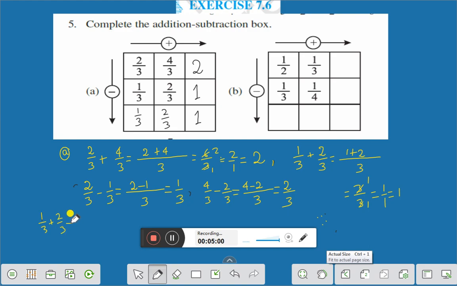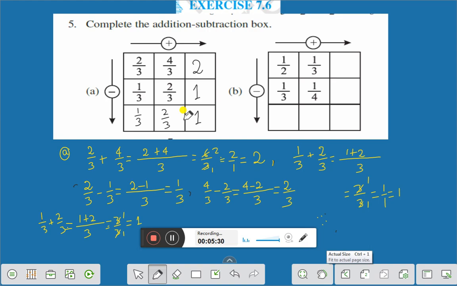What are you getting? The LCM is 3. That is 1 plus 2, which is equal to 3 by 3. Change into lowest term. That is 1 by 1, which is equal to 1. Right? The common value is this one. That is 2 minus 1 is 1, and 1 by 3 plus 2 by 3 we are getting 1. This is the solution of question number A.